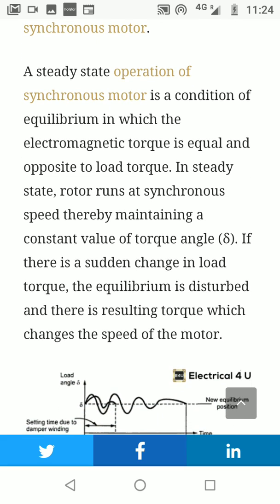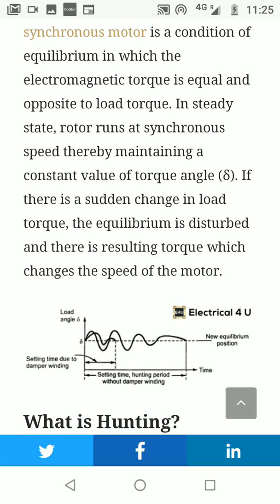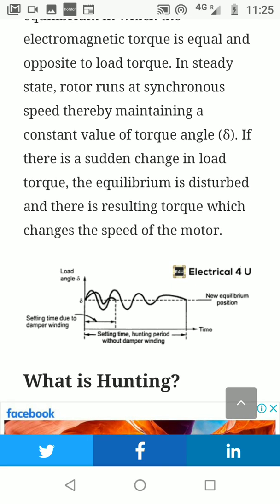Now let us know what this condition of equilibrium is. Steady state operation of synchronous motor means the condition of equilibrium. In this case, electromagnetic torque is equal to and opposite to the load torque. And another thing, in steady state, the rotor runs at synchronous speed, and thereby maintains a constant value of torque angle, right? We already studied about torque angle.